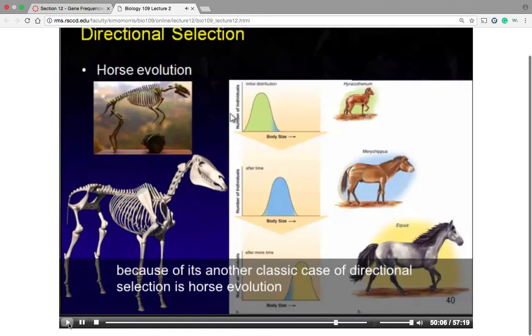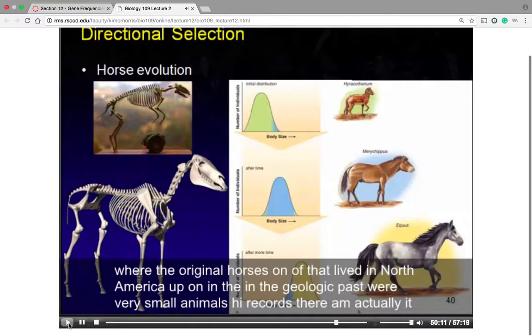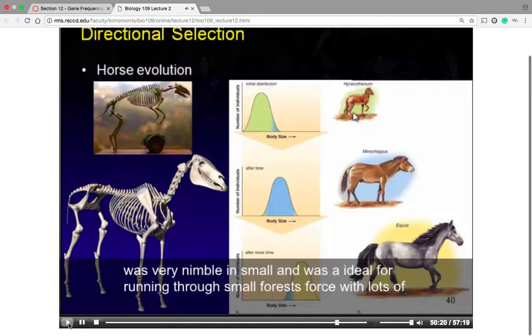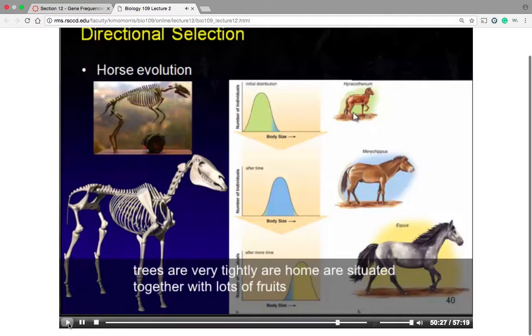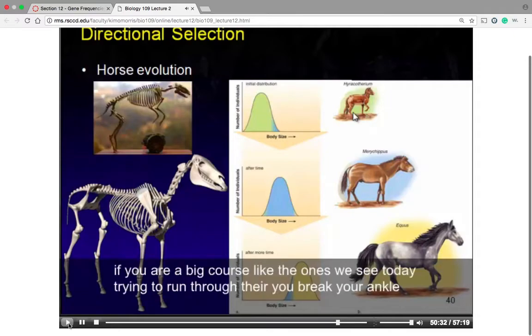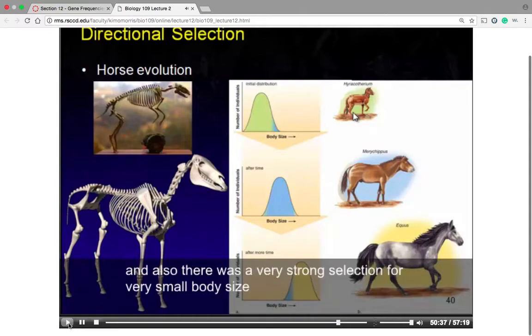Another classic case of directional selection is horse evolution, where the original horses that lived in North America in the geologic past were very small animals. Hyracotherium actually was very nimble and small and was ideal for running through small forests with lots of trees, very tightly situated together with lots of roots. If you were a big horse like the ones we see today trying to run through there, you'd break your ankle. And so there was a very strong selection for very small body size.